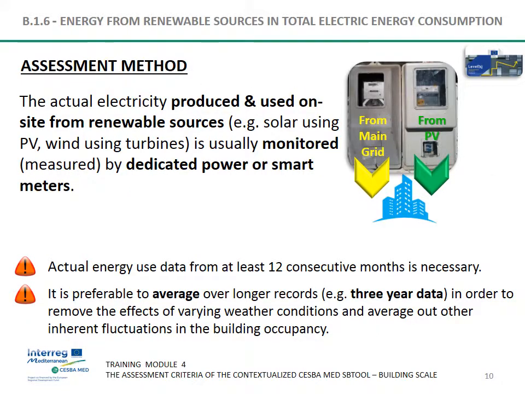So the assessment method, ideally we use actual measured data, so we can have the measured data from the main grid, the actual measured data from the PV panels, from the renewable sources, from which we can compute the ratio. We should at least have 12 months of consecutive data in order to remove any seasonal fluctuations. Ideally, a 3-year average is carried out in order to remove any long-term variations.